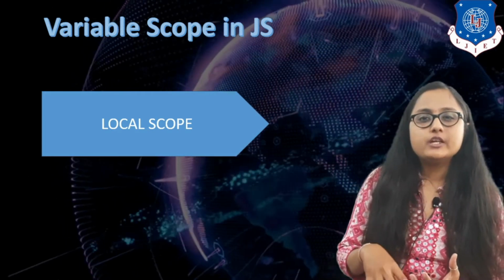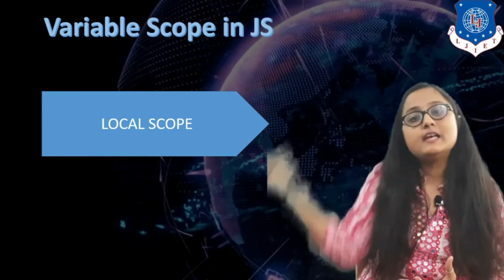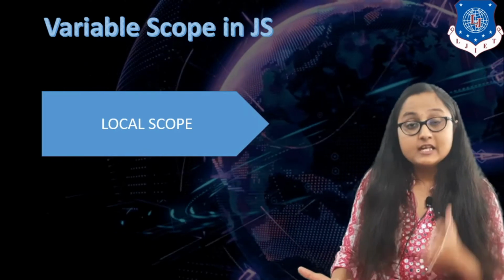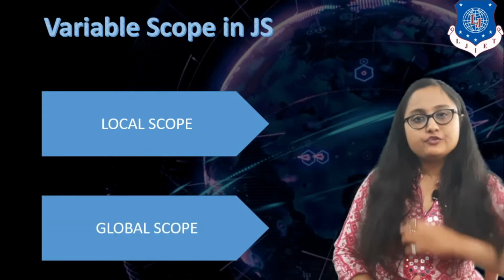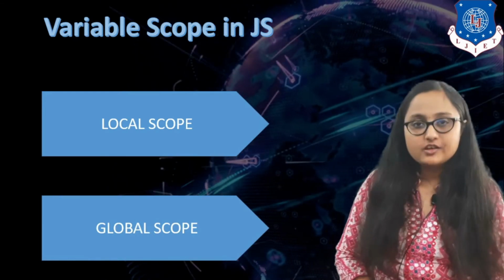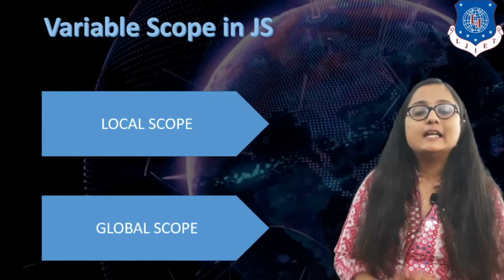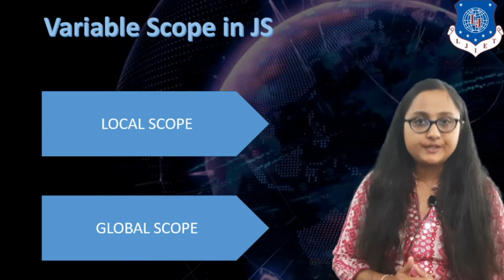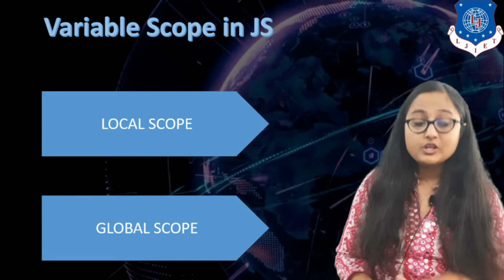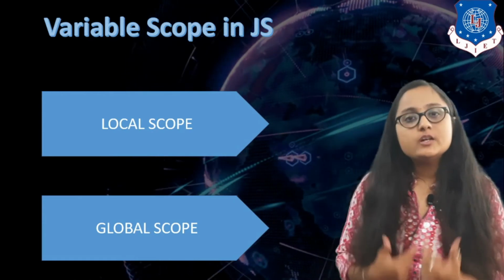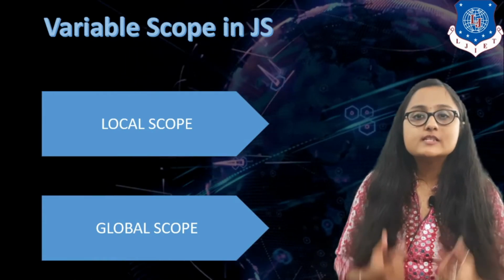That particular variable inside the function cannot be accessed outside the function. That is known as a local scope. The next scope is global scope. If you are declaring a variable outside the function, you can use it anywhere throughout the JavaScript code, right? So that sort of scope is called global scope. Now let us try to understand this variable scope using a program.